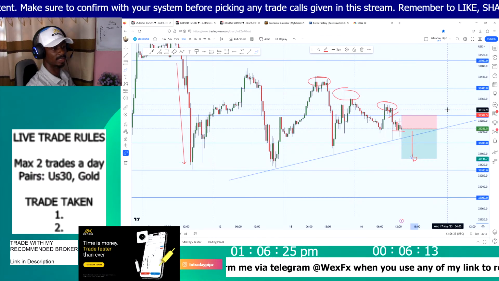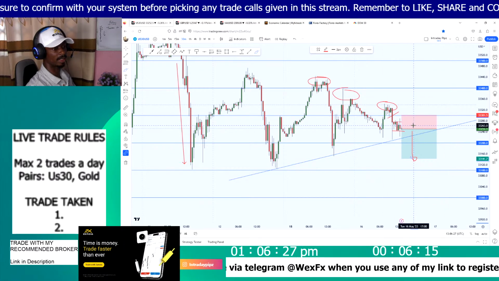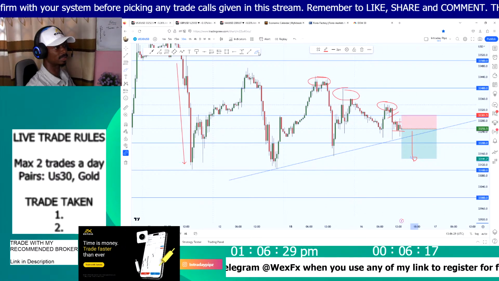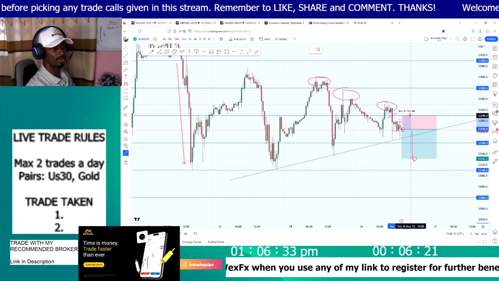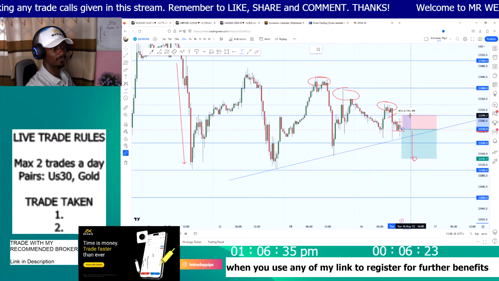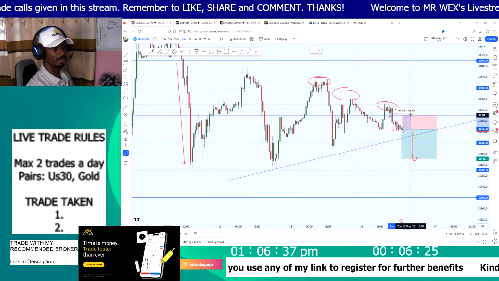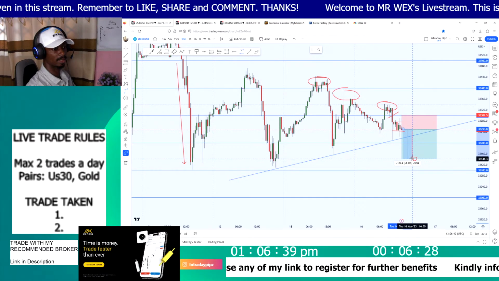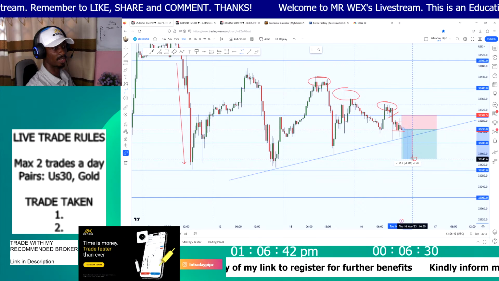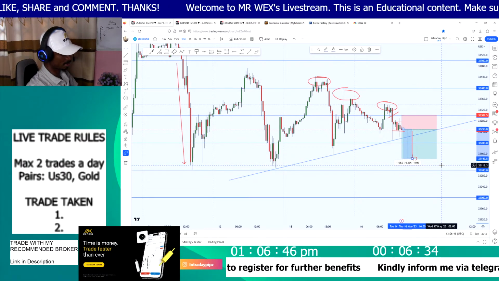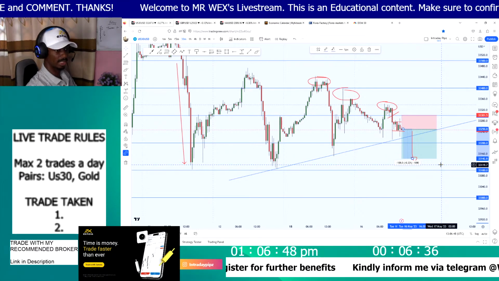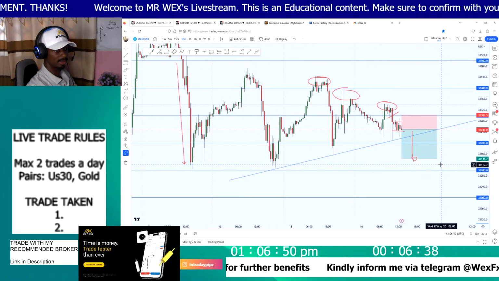Of course, this is a nice setup. So risk to reward is, let's quickly look at that. So I'm risking 49 pips. Basically, that is 490 points for 110 pips. So it's a good risk to reward. So currently I'm already in profit. So let's see how it goes.